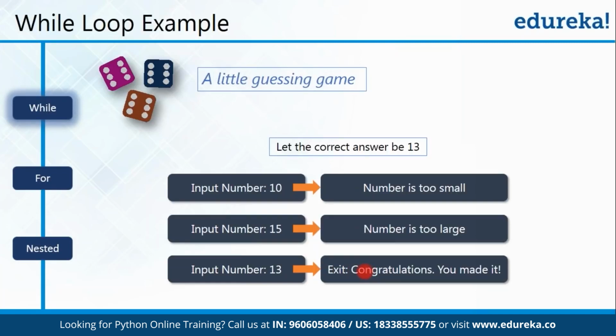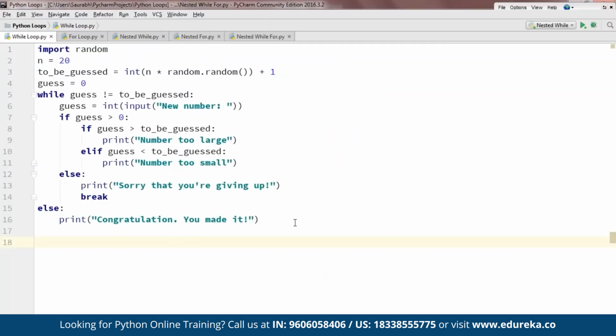It's a pretty simple example, but it is a perfect example to show you why we use a while loop. Because if you notice here, I don't know how many iterations are required in order to guess the correct answer. So at that time, while loop is a perfect solution to this problem. Without wasting any time, I'll open my PyCharm and show you how to execute this. So this is the code here, guys. Let me explain each and every line that is present here.